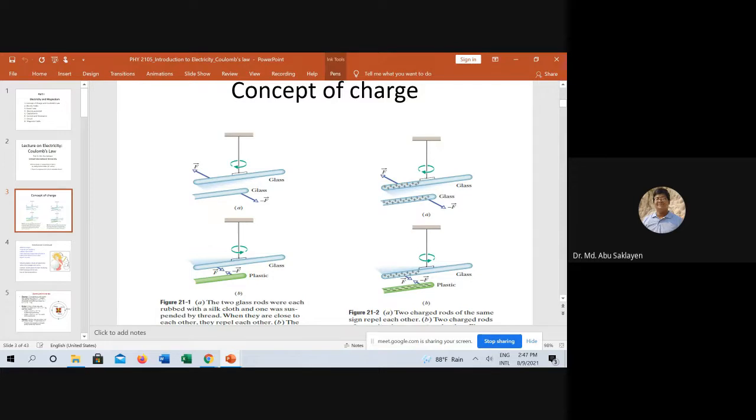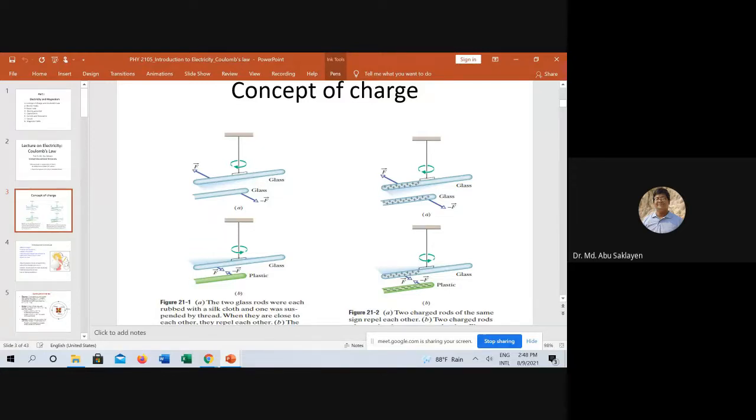An object is made up of very small units, and the building block of the object is known as the atom. An atom consists of elementary particles known as electron, proton, and neutron. Protons and neutrons are in the nucleus, and electrons revolve around the nucleus.